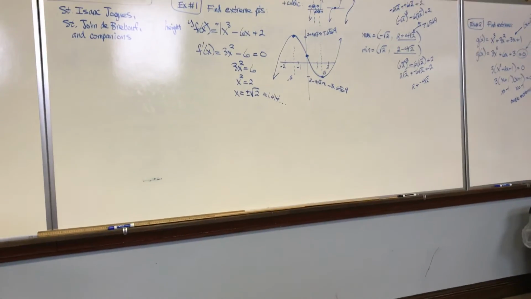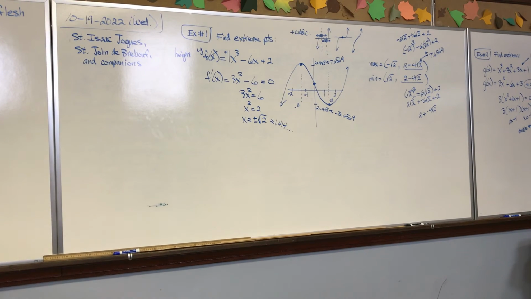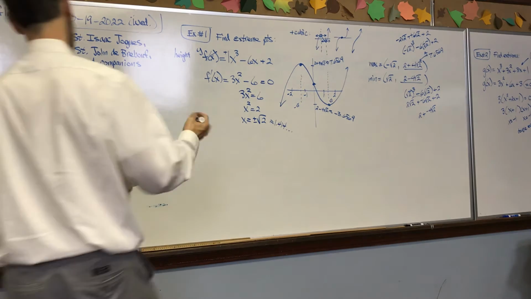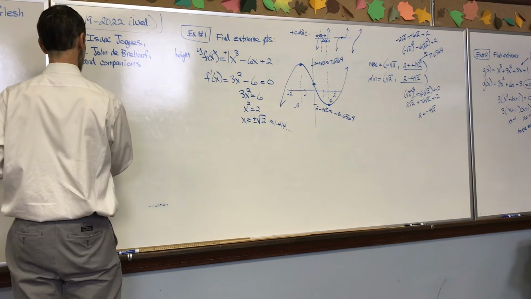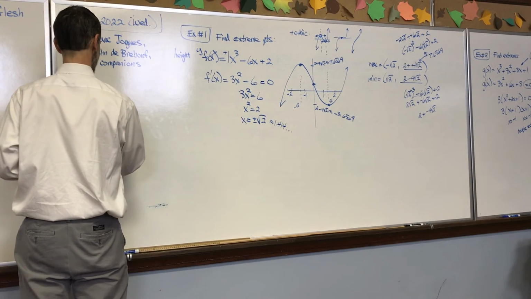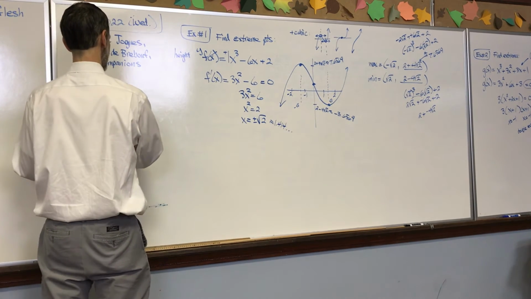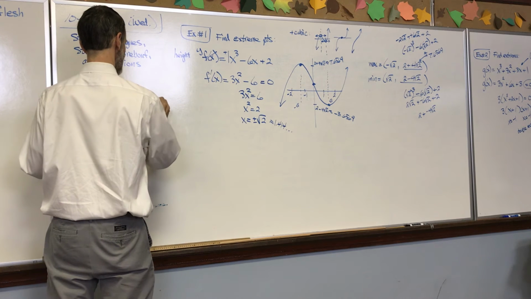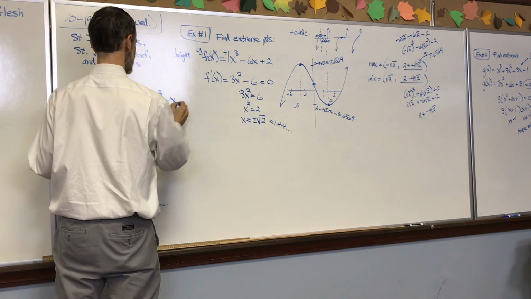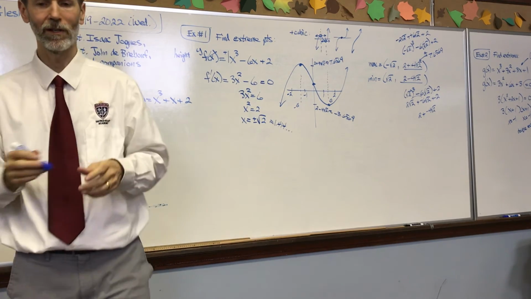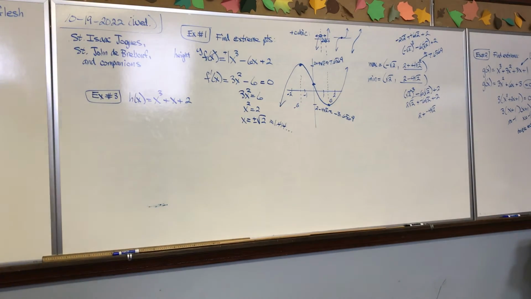So let me see if you can do this one. Example number 3. Should be the last example of the day, and then we'll take a look at the worksheet. Example number 3, try this. h of x is equal to x cubed plus x plus 2. Go for it. I want to find the maxes and mins. Any broad ideas?